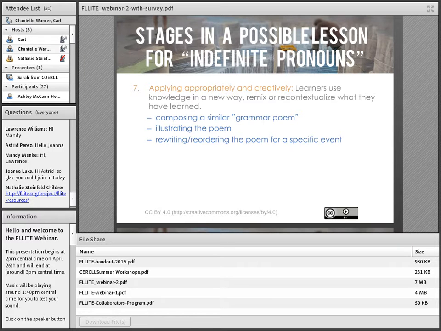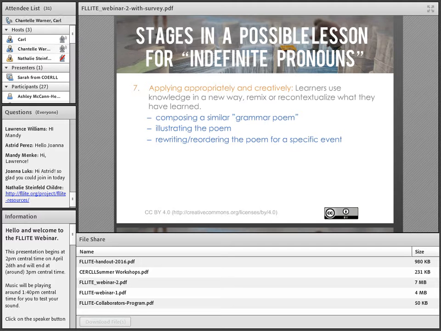etc., by responding to it visually, and then to go back to the text and see where these effects originate. They could be asked to rewrite or reorder the poem for a different kind of specific event, perhaps a specific event in the histories of the country in which they're being taught, or something else that they're learning about in German history and the history of the target culture.